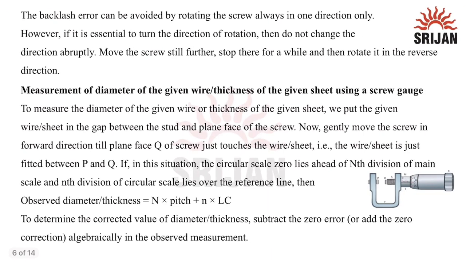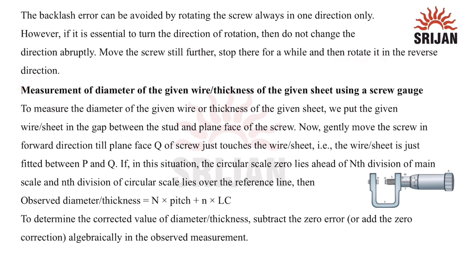Now, the backlash error can be avoided by rotating the screw always in one direction only. However, if it is essential to turn the direction of rotation, then do not change the direction abruptly or suddenly. Move the screw still further, stop there for a while, and then rotate it in the reverse direction.